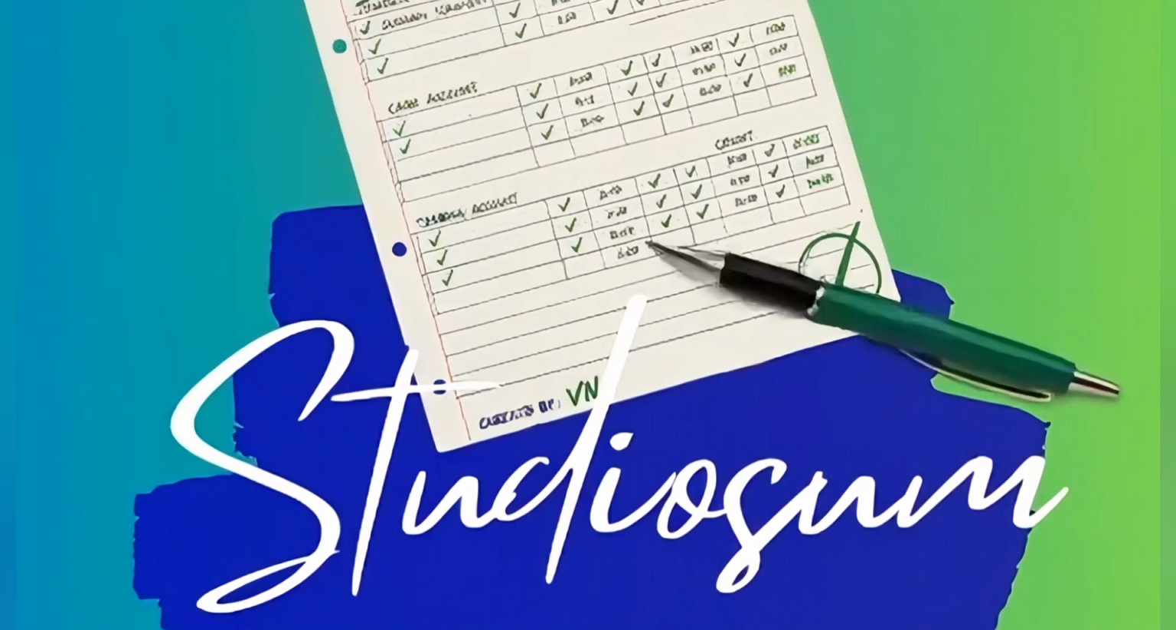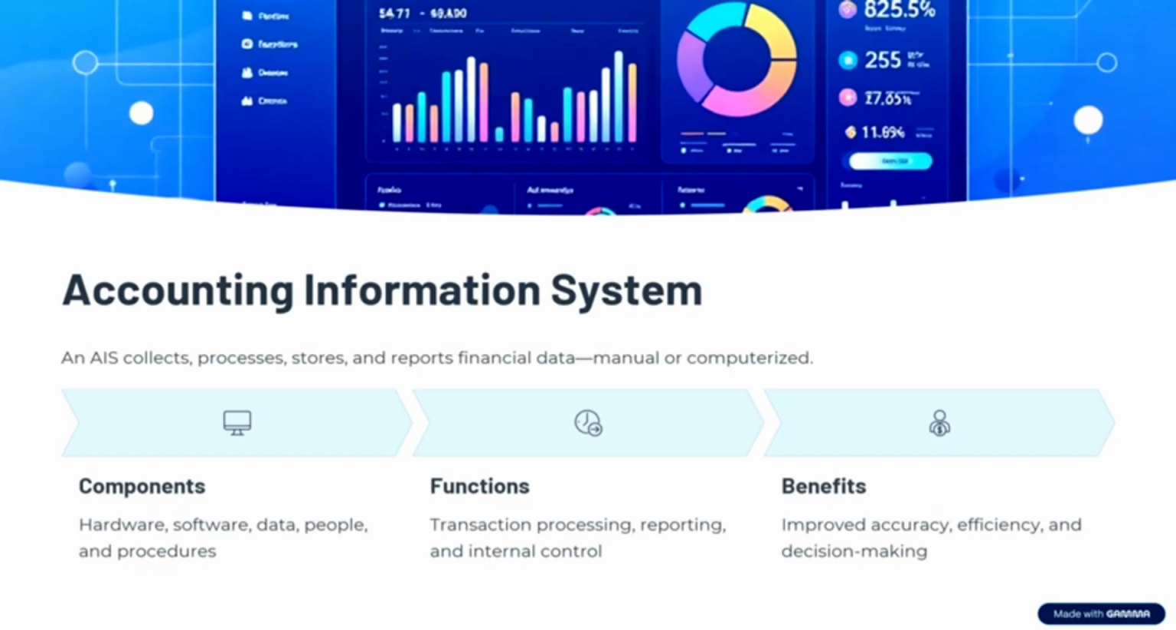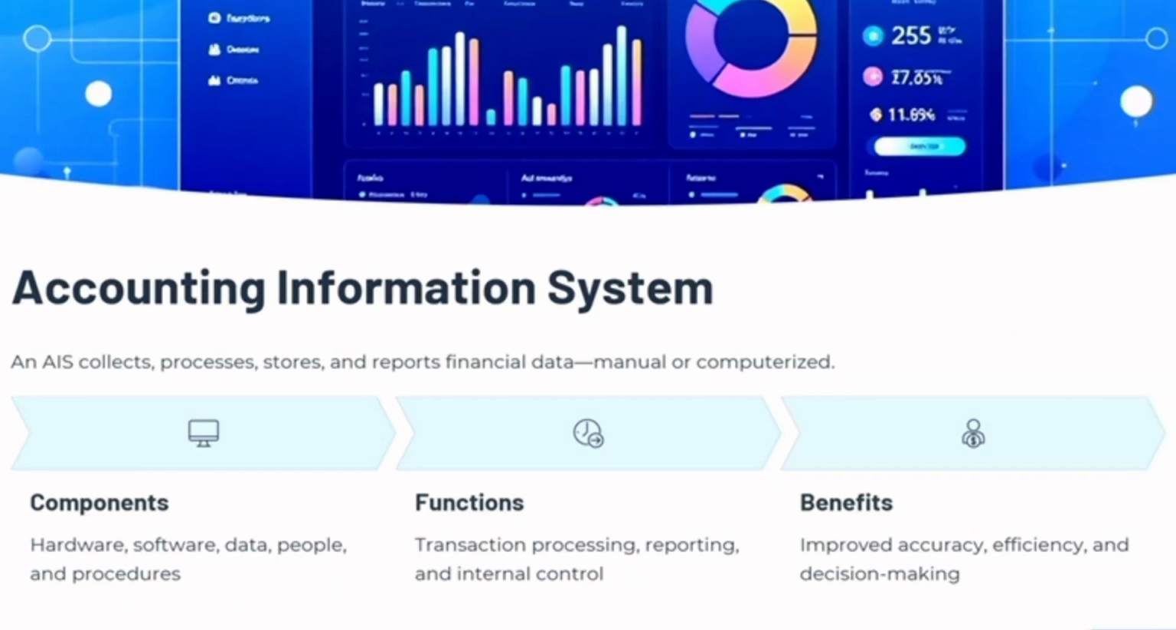This is a place where you will find simple, clear and friendly explanation of accounting information system. It is a system a business uses to collect, store, process and report all its financial information. You can think of it as the brain of the accounting function. It gathers every financial activity like sales, purchase, payments, receipts and salaries and organizes them in a structured way.